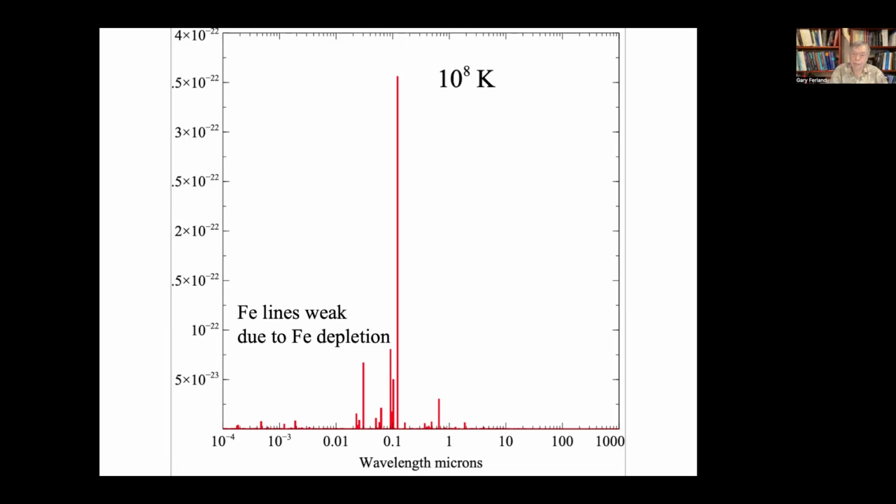So with that, we've seen the cooling function depends a lot on details. It depends on abundances, and we're going to talk next time about how the cooling function interacts with photoionization heating to establish the temperature of an ionized nebula.